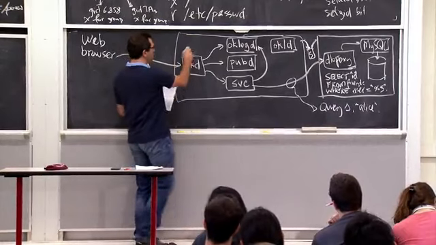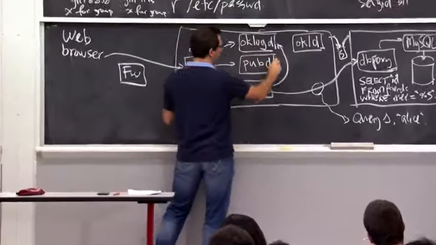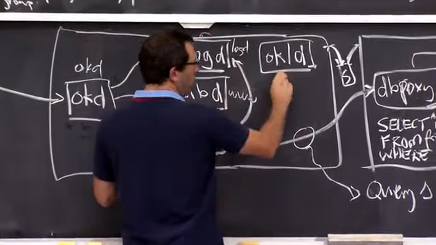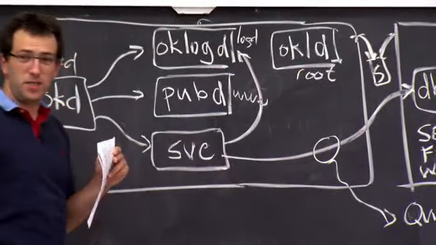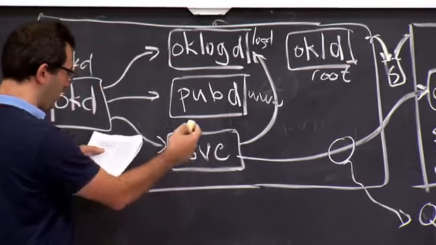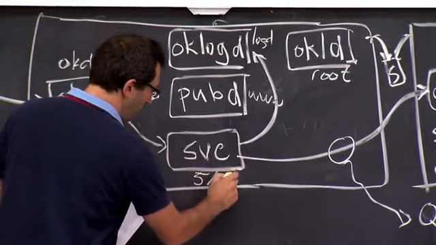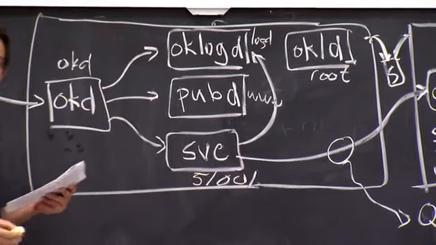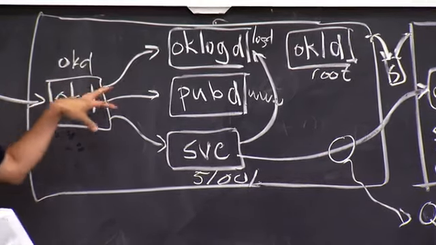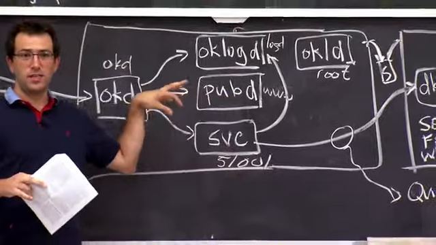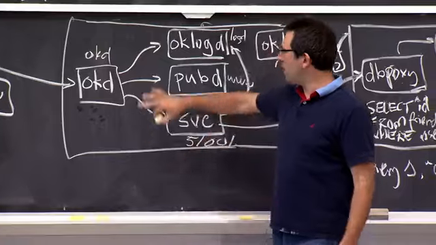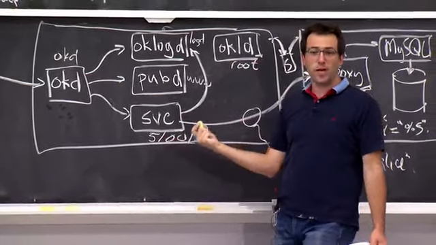So OKD has its own UID, pubd has its own UID, the logger has its own UID. OKLD runs as root, which is kind of unfortunate, but maybe all right. And then there's a whole bunch of dynamically assigned user IDs for every service. So they sort of imagine, it might be 5001, etc. So this makes sure that every service cannot poke at the processes of other services. And they also use chroot pretty extensively. So every one of these guys is chrooted into some directory.